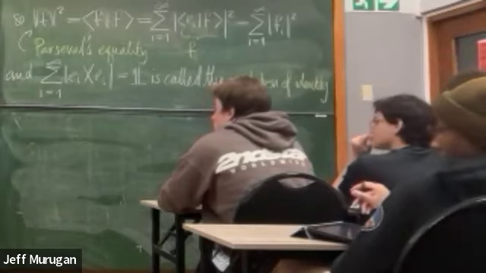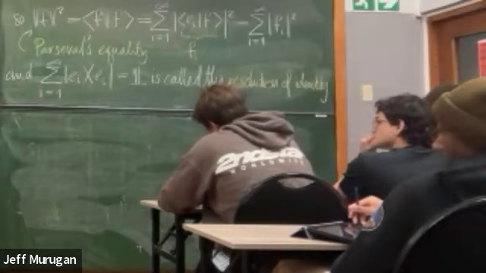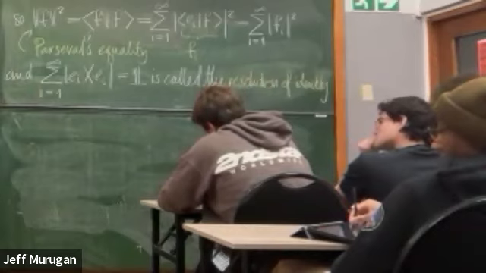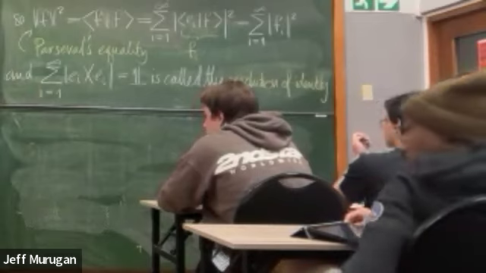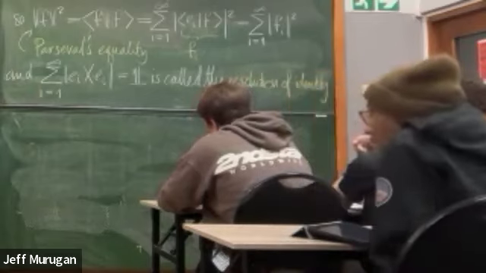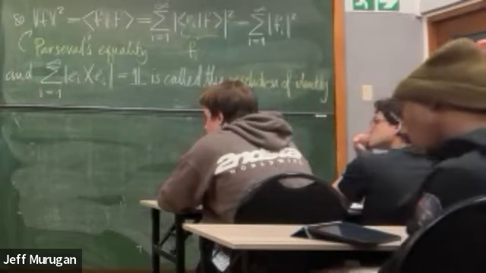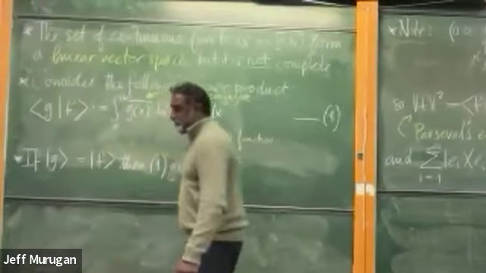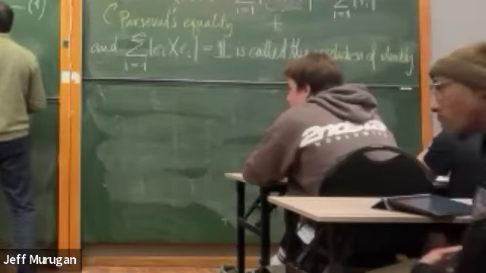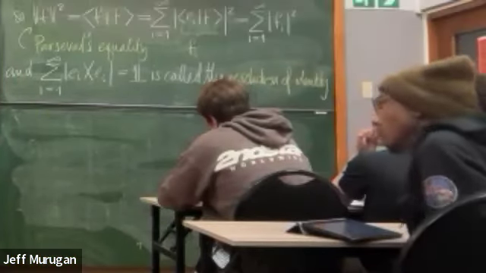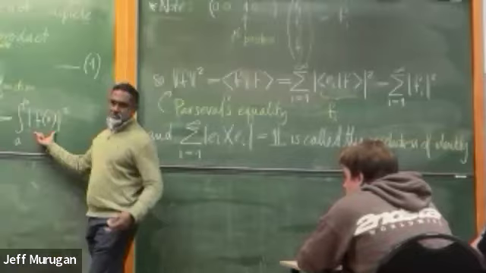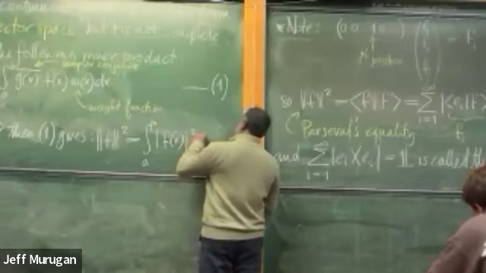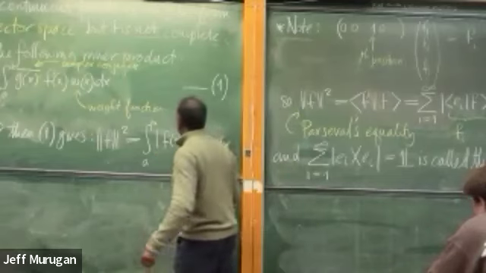So if vectors G and F are equal, then this means that I have a way of computing the norm of the vector as the integral from A to B of mod f of x squared. That's just f complex conjugate times f as a function, times w of x dx.